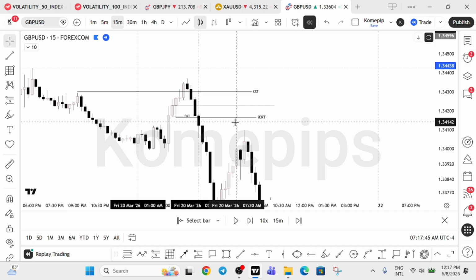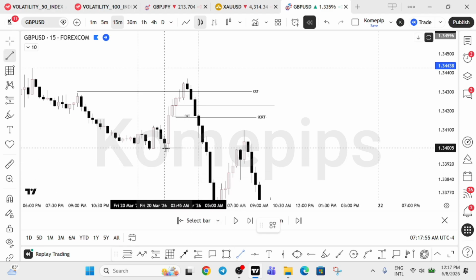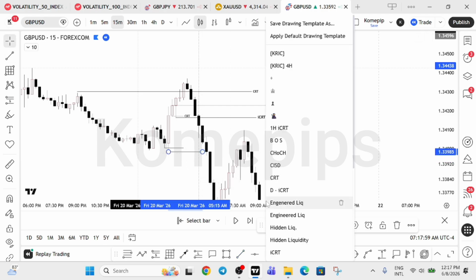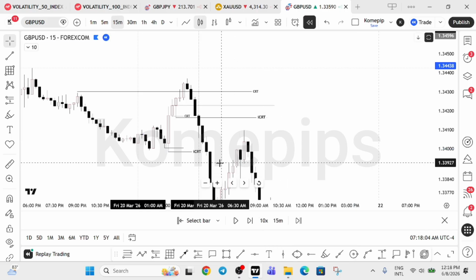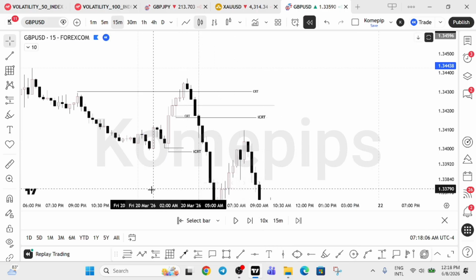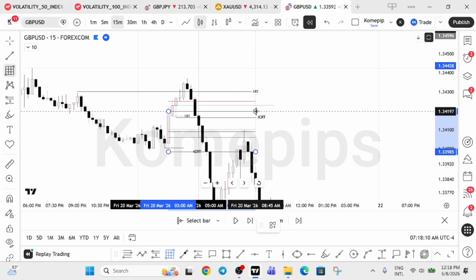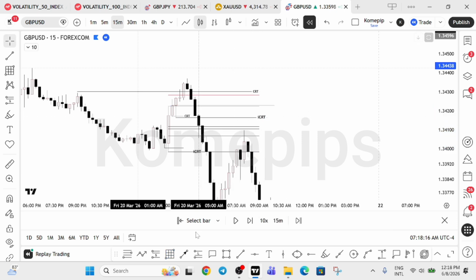However, what did you also notice within our trading range? We also have the Komepips ICRT here, right? So I'm marking all of this so that you can understand it better. Otherwise, I can just go straight and, without annotating them, I know what I'm doing. Okay, so this is the ICRT. We mark the 50% of the Komepips ICRT, and we enter from the 50% right there.